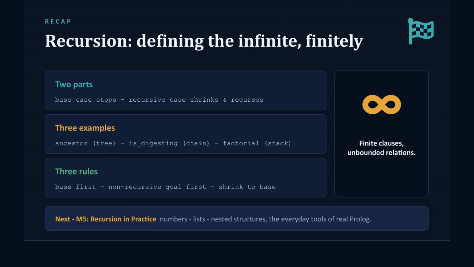Let us gather it up. Recursion is a clause that calls itself, built from a base case that stops and a recursive case that shrinks the problem and recurses. We saw it define ancestor across any number of generations, drive digesting along a food chain, and compute factorial through a rising and falling call stack. And we distilled 3 rules: base first, non-recursive goal first, always shrink toward the base.